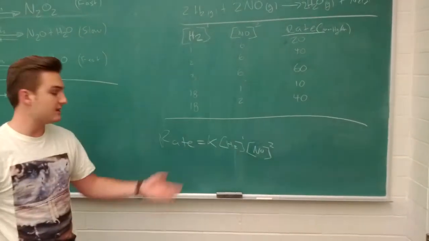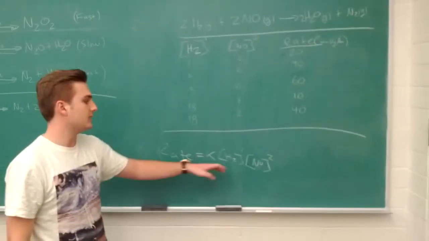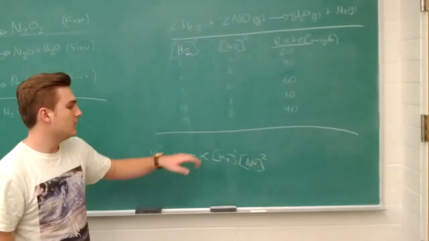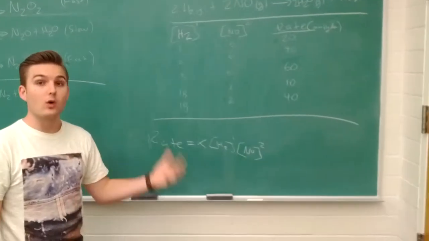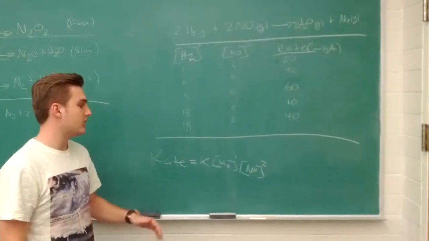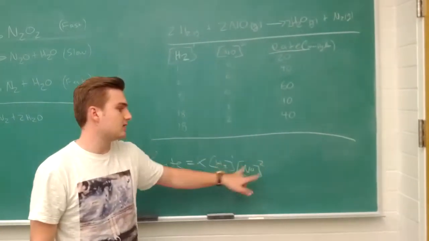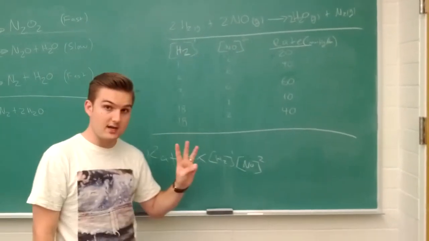So a question that could be asked, if you're given the rate law, this is the correct rate law: what is the overall rate order? Or what is the order of the overall reaction? All we do is sum up the exponents here. So the overall order of this reaction is 3.